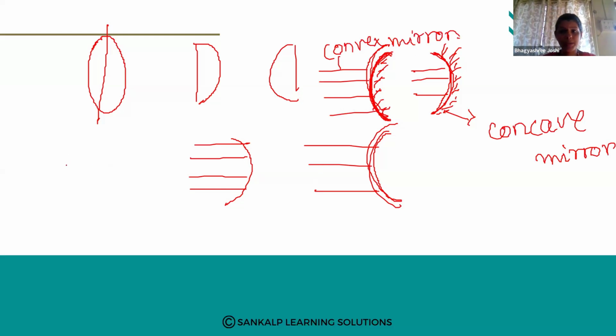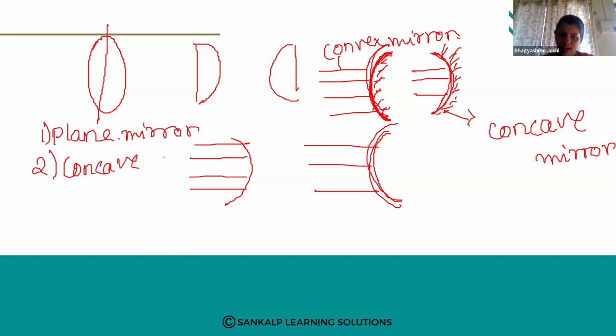Okay, so how many mirrors do we get? There are three types of mirror. One is plane mirror, next one is concave mirror, okay, next one is convex mirror. So there are three types of mirrors: plane mirror, concave mirror, convex mirror. Plane mirror means what?